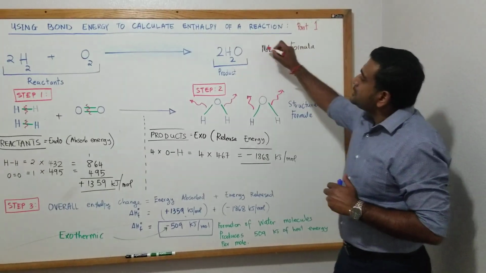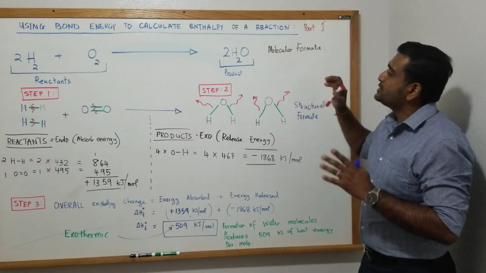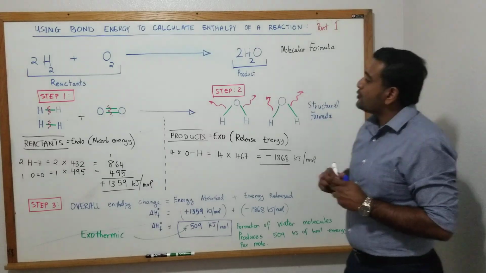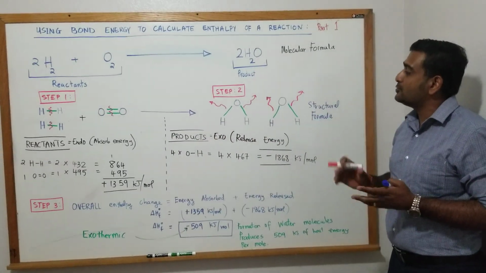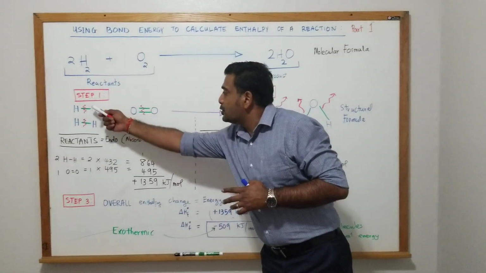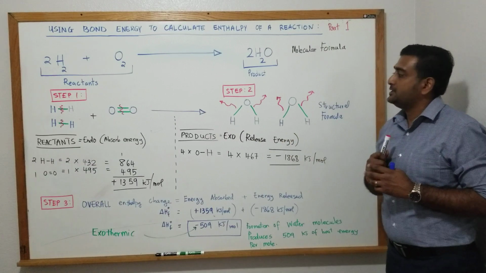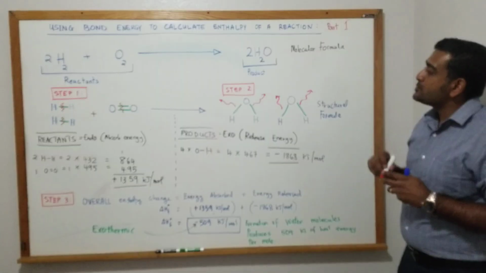Now, the two formulas that I have written on the board, the one on the top is called a molecular formula because it actually shows you the molecules, and the second formula that I have written on the bottom is called a structural formula. What a structural formula shows you is actually the bonds in between the molecules, the bonds on the reactant side and bonds on the product side. So I have taken a specific example of formation of water molecule.